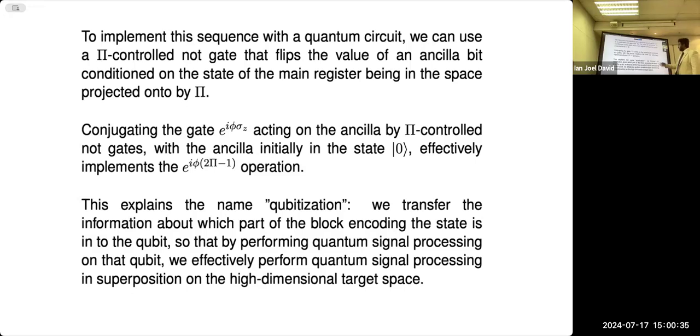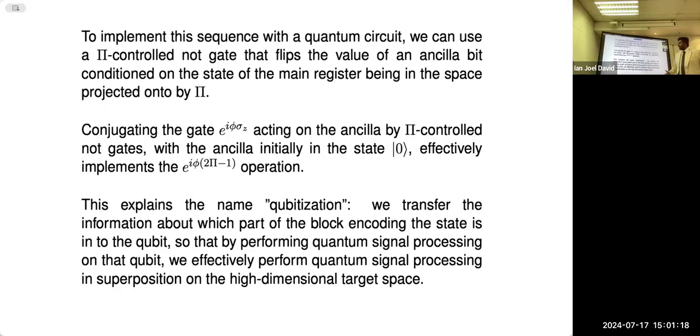And this is where we get the idea. After you do that, what you see is that those three gates together effectively implement the following operation here. And all this is, it's sort of a rotation about 2 pi minus 1. It's kind of like a rotation, implementing the following unitary operation. Okay. And this is where we get the name qubitization from, because all it means is that we transfer the information about the block encoding, which part of the block encoding the state is in, to the qubit, so that when we perform the signal processing on the qubit, we effectively perform quantum signal processing in superposition on the high dimensional target space.